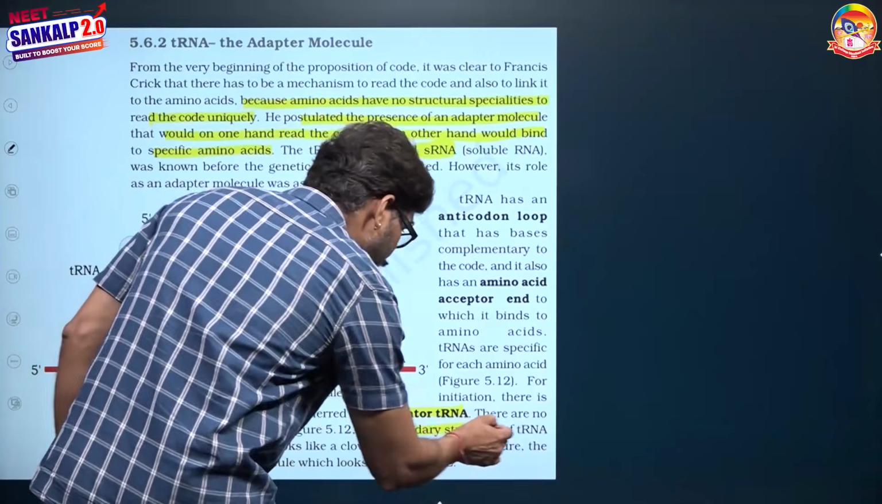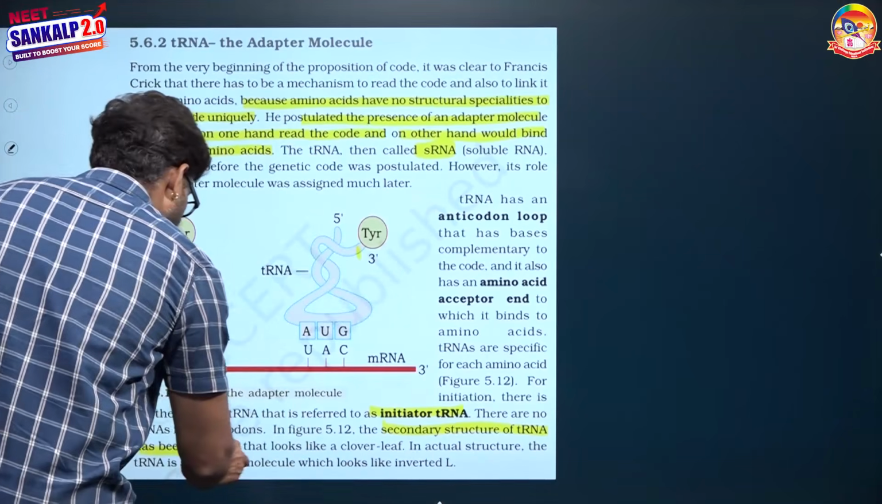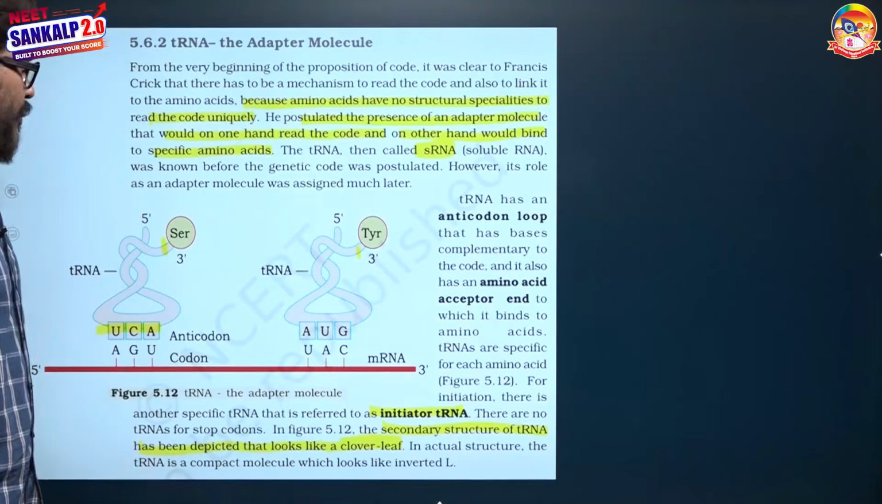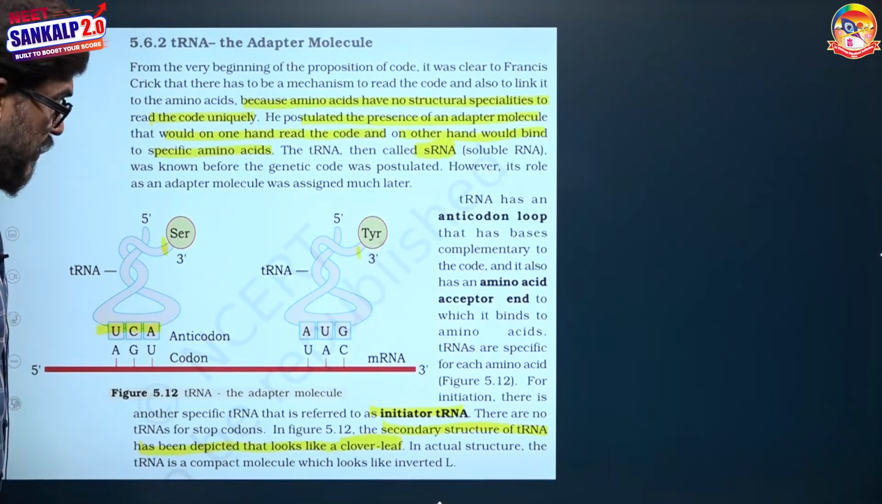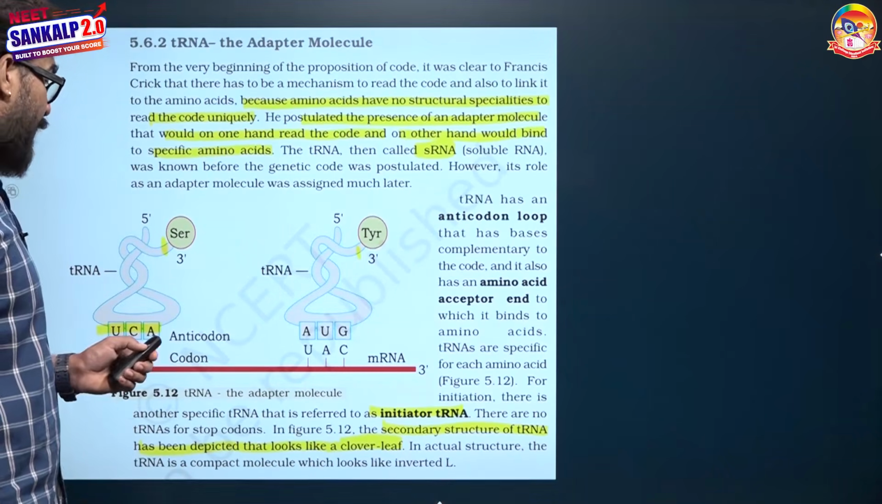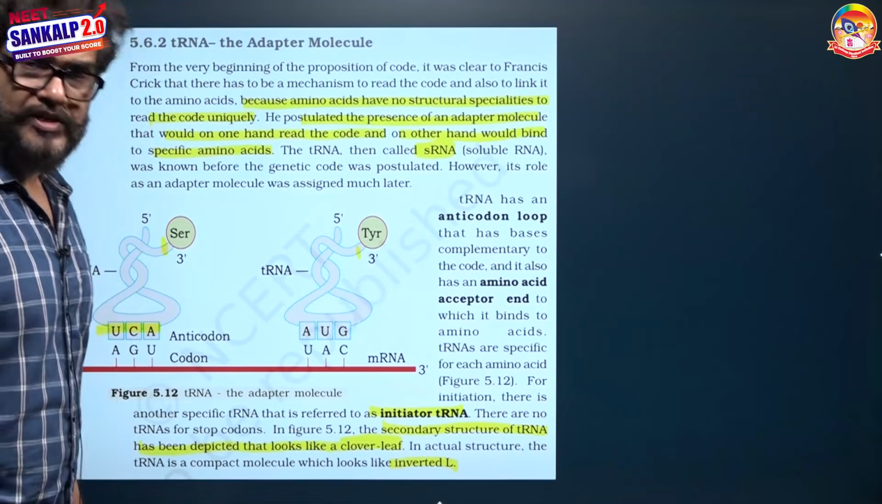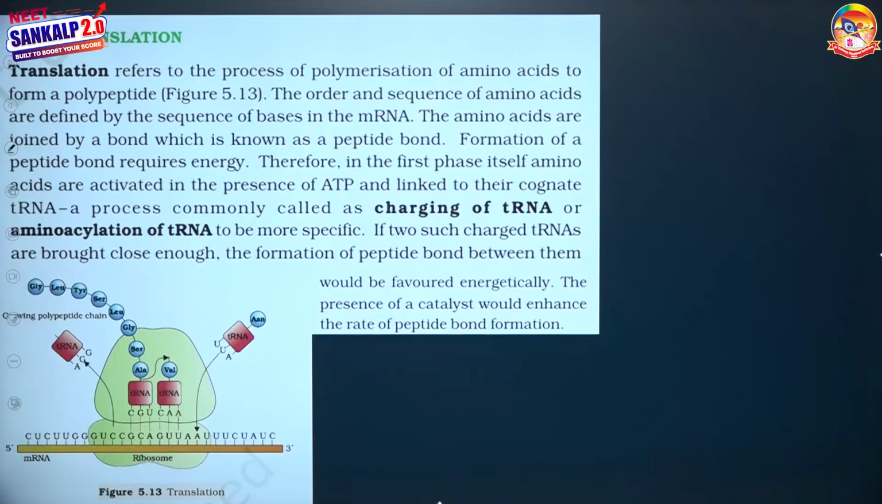The secondary structure of the transfer RNA has been depicted, and it looks like a clover leaf. So the clover leaf model of the transfer RNA represents the secondary structure of RNA, while the inverted L form represents the tertiary structure of transfer RNA.